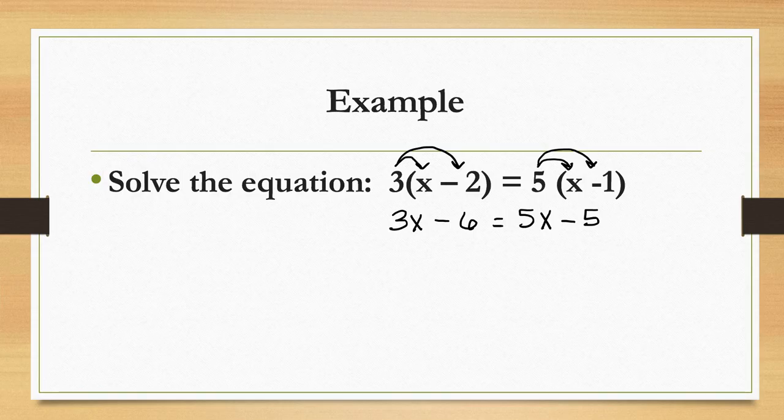Now, the next thing that we need to do is try to get the x's on one side and the numbers on the other. And so we're going to start moving terms around. It doesn't really matter what you move. I'm going to work on this minus 6 right here. Remember that you're going to do the opposite. So if this is a minus 6, then I'm going to add 6, and I need to do it to both sides.